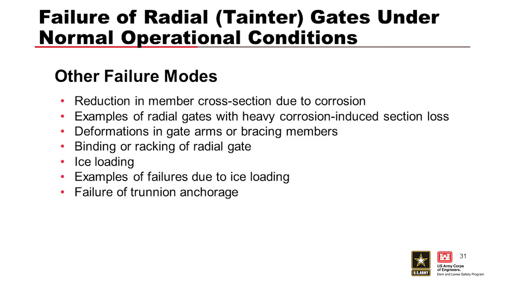So, a consideration of some other failure modes and some other contributing factors to this potential failure mode. You have to look at reduction: if there's a lot of corrosion that has resulted in reduction in the member cross section, we'll walk through an example of that. Is there deformation in the gate arms or the bracing members that should be considered? Is there a potential for binding or racking of a radial gate as you're lifting the gate? Ice loading is also a separate potential failure mode that has happened on at least a couple of radial gates, and we'll go through a couple of examples of those. And then failure of the trunnion anchorage. As the load goes into that trunnion assembly, you have to transfer that load into something, and the trunnion anchorage is where that load is transferred.